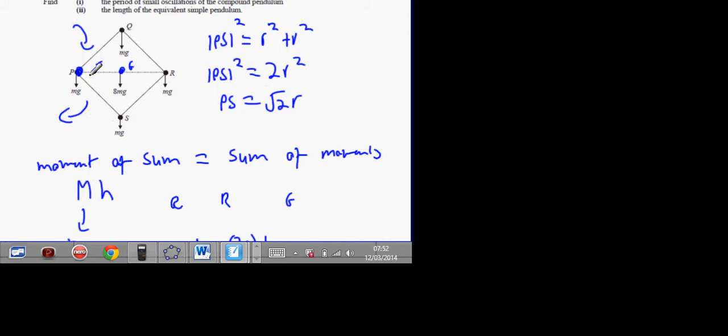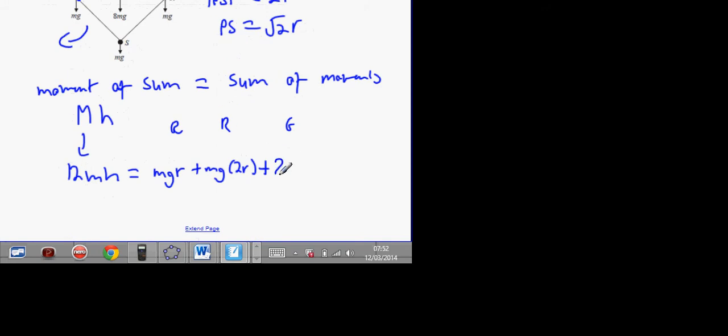How come Q isn't root 2r? Do you know the reason why? The reason is this: it is a distance root 2r away, but it's what I drew earlier.